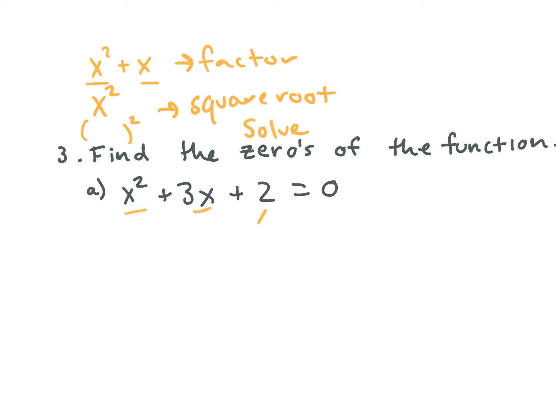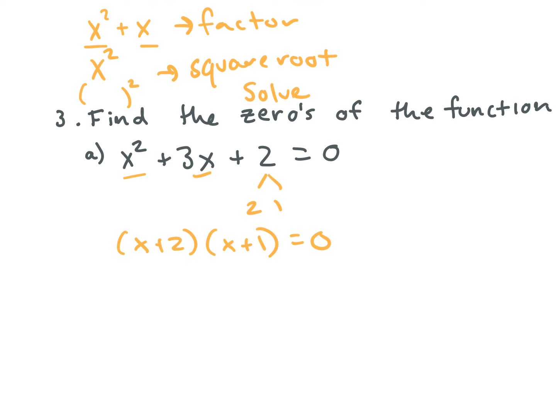So to factor this, we just factor it normally. What are 2 factors of 2 that add to 3? 2 and 1. So I would put x plus 2 and x plus 1. I factored it, but I still have to solve. So what can I do to solve? Set each one equal to 0. So x plus 2 equals 0 and x plus 1 equals 0. So x is equal to negative 2 and x is equal to negative 1, because we subtract 2 on both sides and subtract 1 on both sides. So these are our 2 answers.